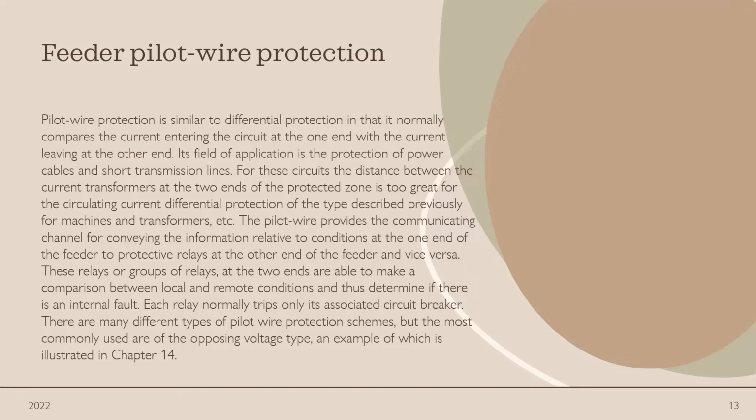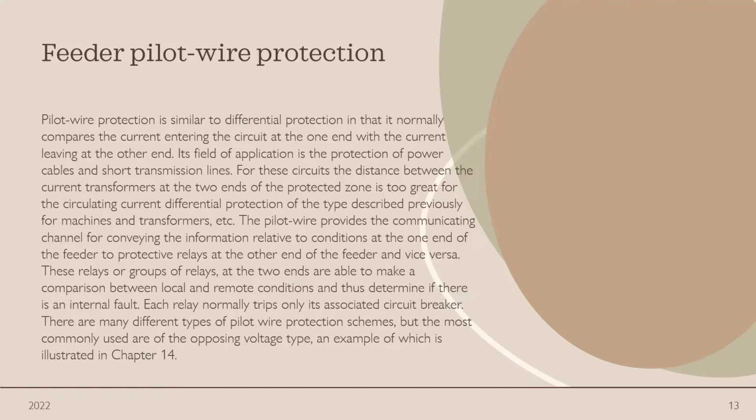Its field of application is the protection of power cables and short transmission lines. For these circuits, the distance between the current transformers at the two ends of the protected zone is too great for the circulating current differential protection, the type described previously for machines and transformers. The pilot wire provides a communicating channel for conveying the information relative to conditions at one end of the feeder to protective relays at the other end of the feeder and vice versa.